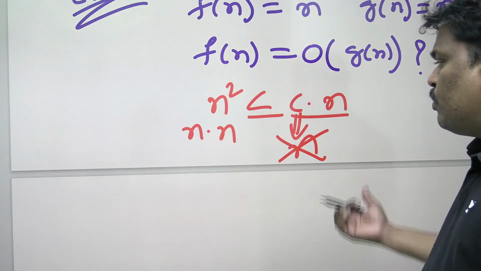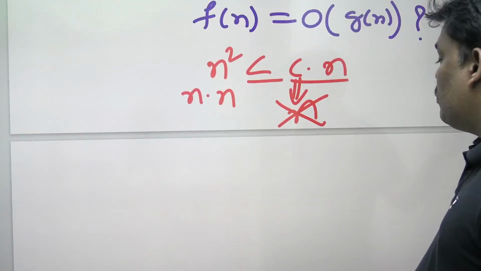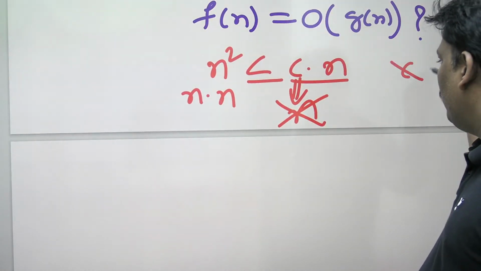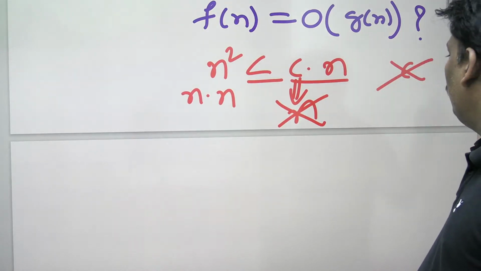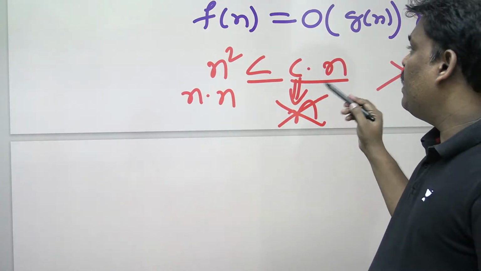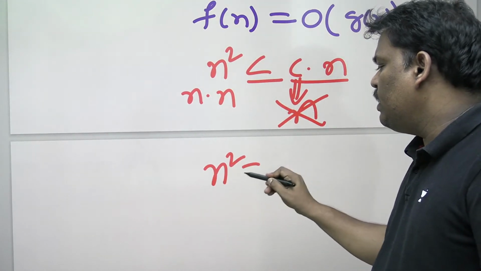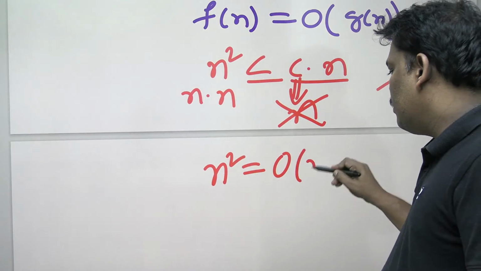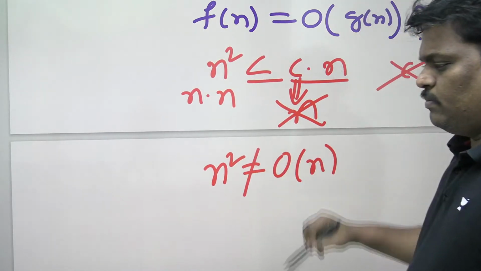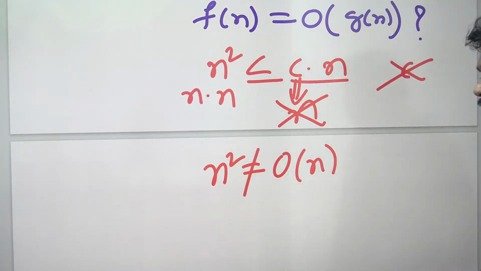Sometimes big O is not possible. This is the example. Because you are unable to give a c value, so that comparing left and right, the right will be bigger. So I can say that n square is big O of n is not possible. This is a very good example.